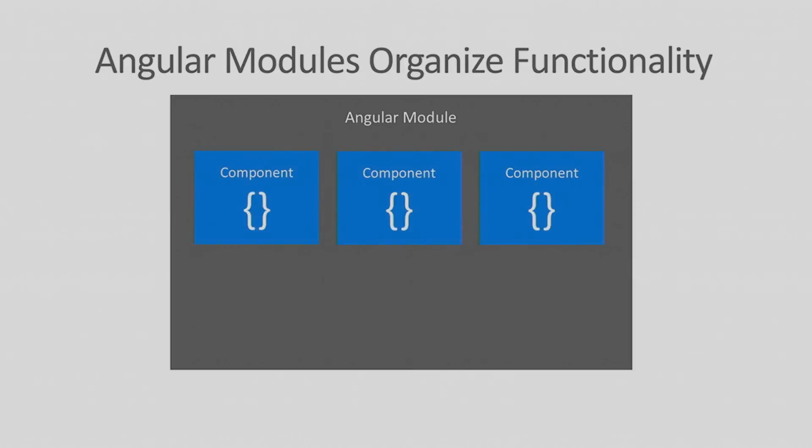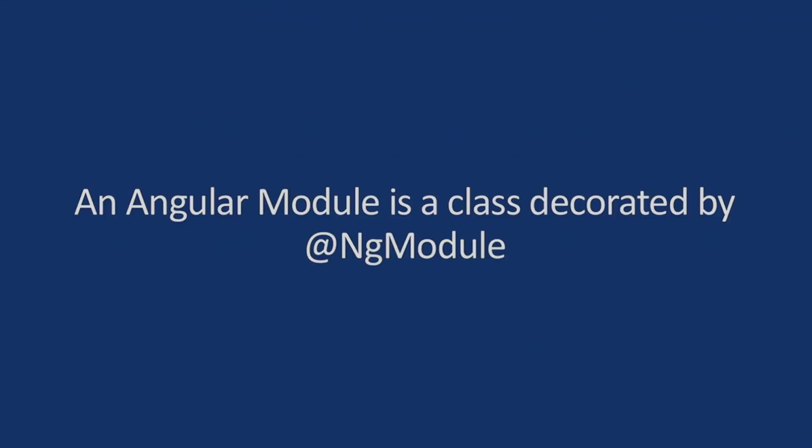So in a module, we might have a bunch of components. And we might have services for those components, like heroes, hero details, hero editing, and then a hero service. And all you do is you create a class and you decorate it with this ng module decorator. Metadata, again, just like an annotation.